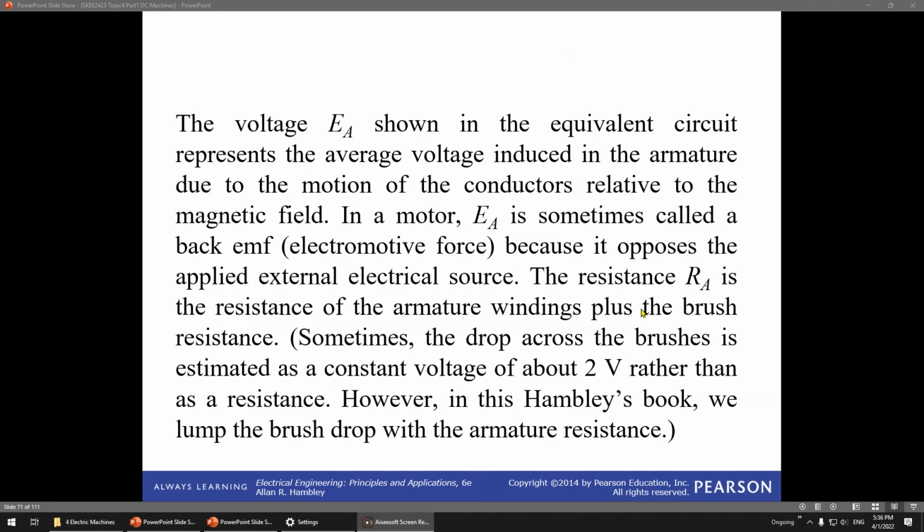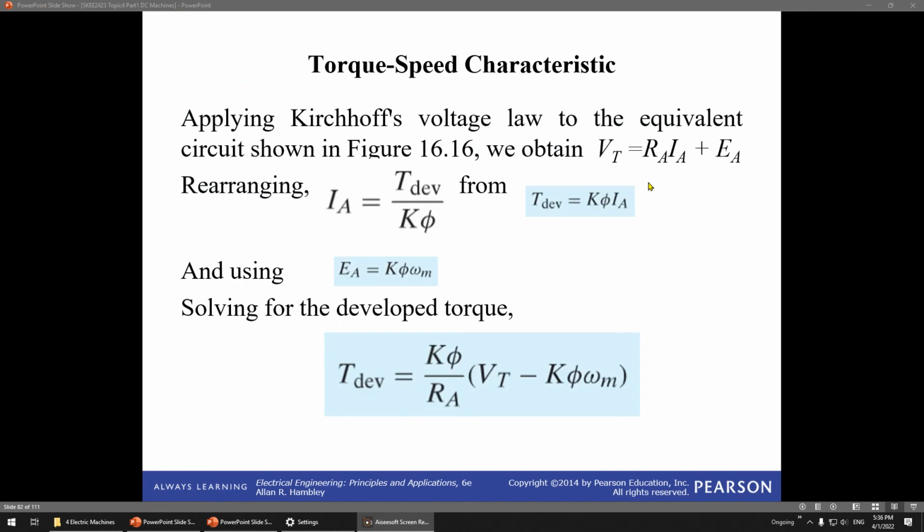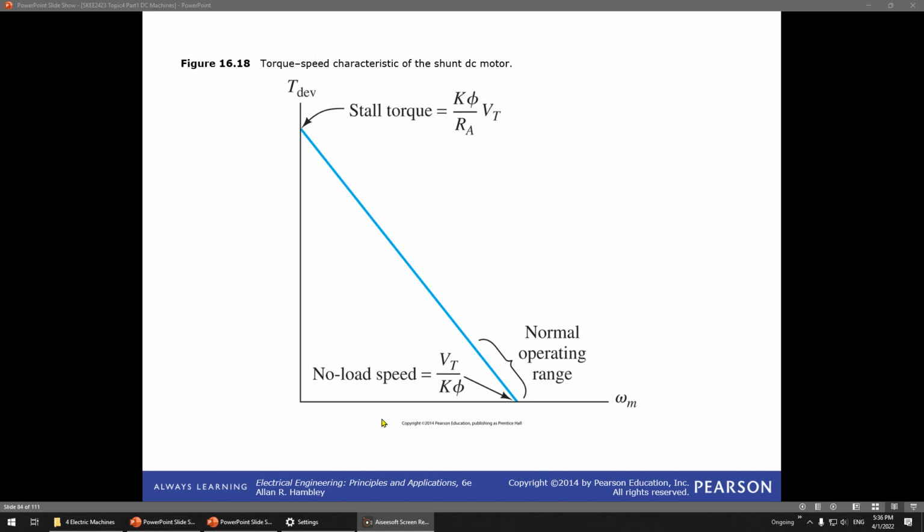Make sure you know how to draw the shunt circuit. This is the shunt circuit. Make sure you know how to draw and label it: R adjust, RF, LF, K flux IF, IA, RA, EA, W, and T developed. Make sure you know all the labels and how to draw this, because this will be in your final exam.